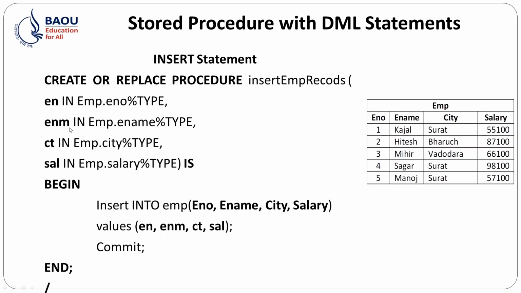Same as employee name, it accepts the value because it is defined as IN. The employee table has employee name as a column name. Percent type means the employee name's data type and size are assigned to the ENM variable. CT is the variable which accepts the value, and its data type and size are the same as the city column in the employee table. Now the same for salary. So the 4 variables are declared in the procedure.